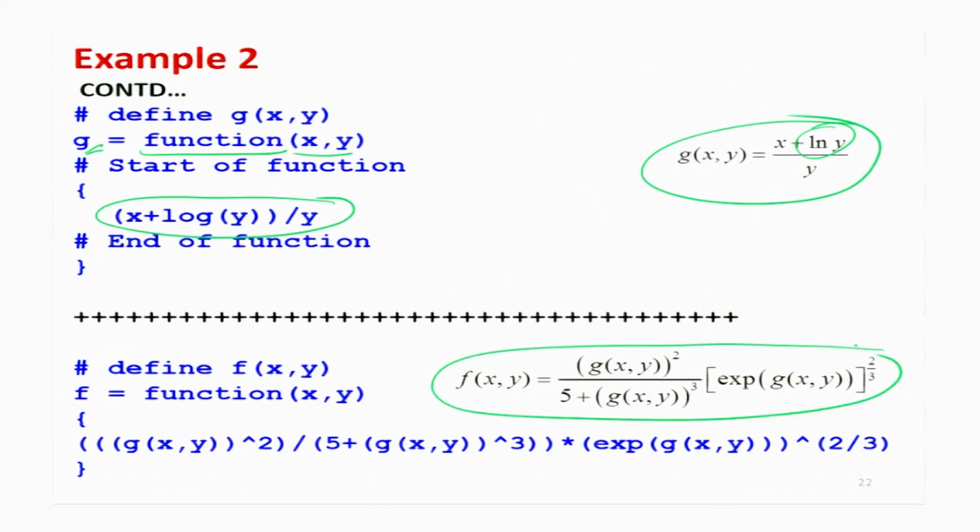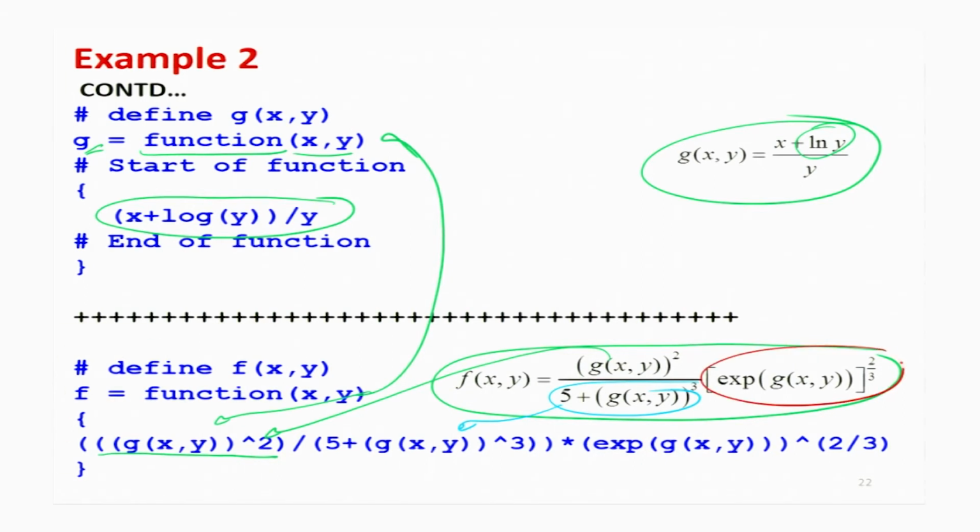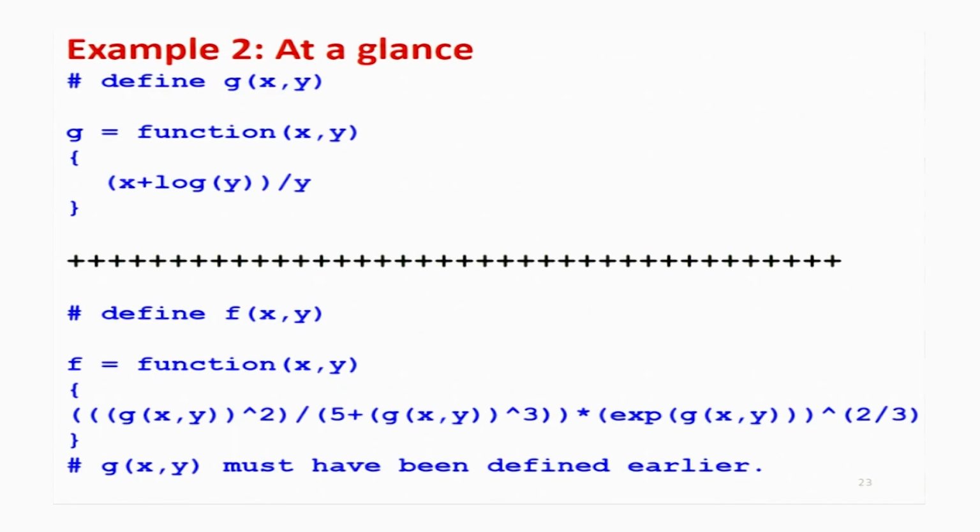Similarly, now define this function f. You have already defined g, right? So now you bring this value of g directly here. You can see g(x,y) whole square, which is here, then 5 plus g(x,y) cube, which is here, and then exponential of g(x,y) raised to the power of 2 by 3, which is here, right? So now I have written this program. In case you want to see it briefly in a single slide, this is just g(x,y) and this here f(x,y).